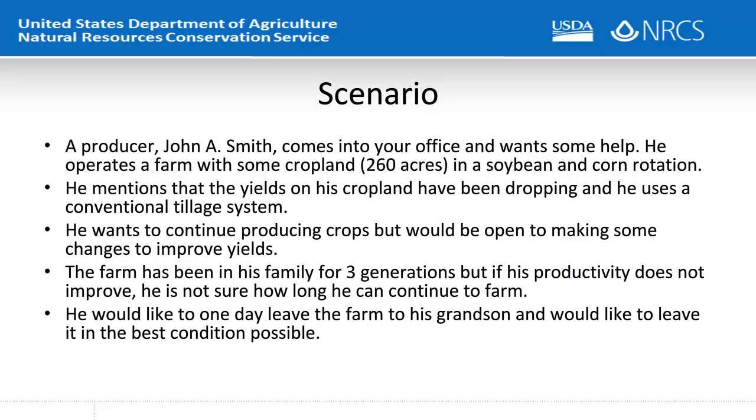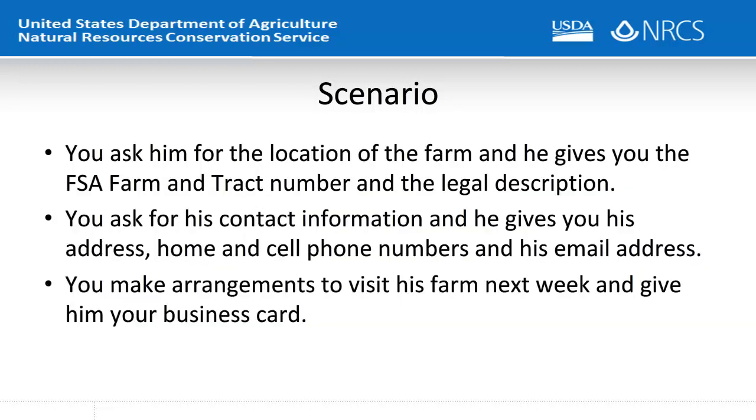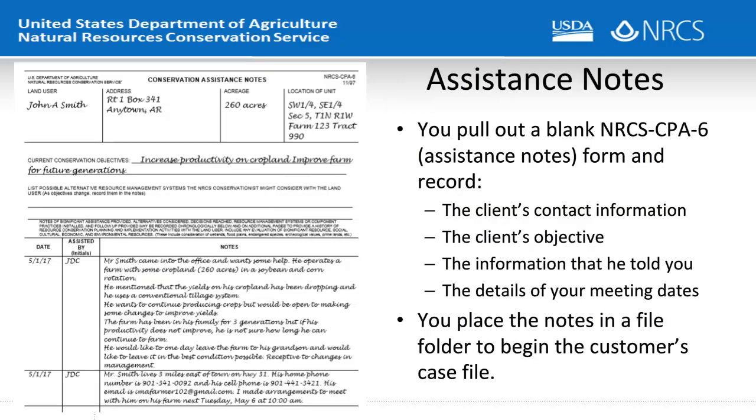He would like to one day leave the farm to his grandson, and would like to leave it in the best condition possible. You ask him for the location of the farm, and he gives you the FSA farm and tract number and the legal description. You ask for his contact information, and he gives you his address, home and cell phone numbers, and his email address. You make arrangements to visit his farm next week and give him your business card.